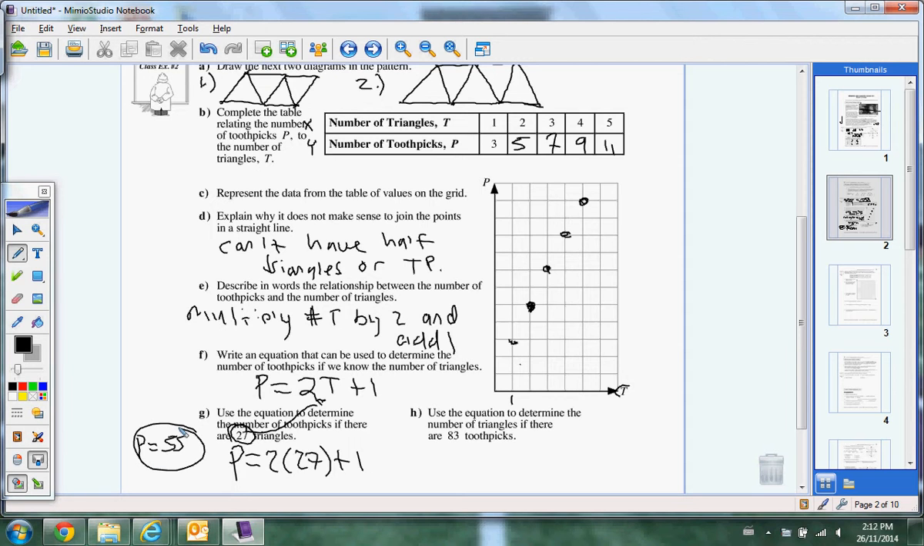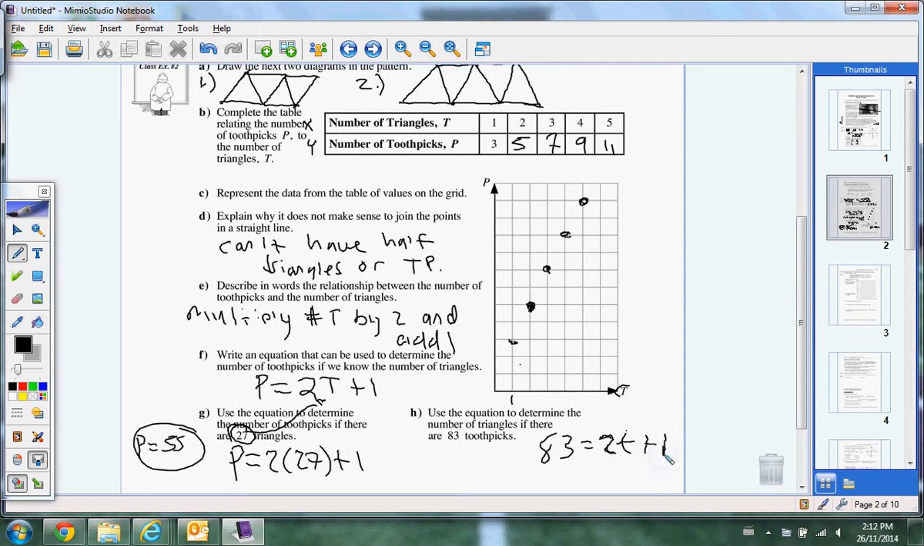And then it says also use the equation to determine the number of triangles if there is 83 toothpicks. So now where do I put the 83 at? For P, and so now what changes? What do I have to do now? It's not as straightforward because I have to do what? We have to solve. Exactly.